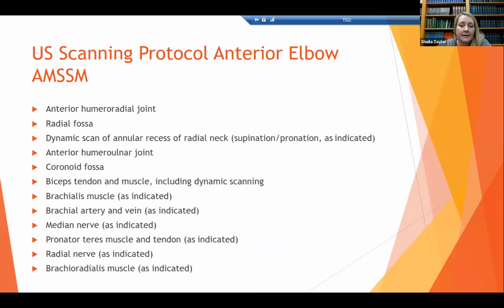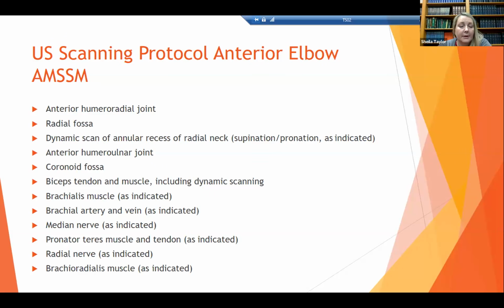And then I started treating her, and we'll go through the ultrasound scanning protocol through AMSSM. So I start with the anterior humeral radial joint. We also look at the anterior humeral ulnar joint. So we'll look at the joints, we'll look at the fossae. You can do a dynamic scan of the annular recess with pronation and supination as indicated, looking for any fluid or joint effusion. Most importantly for her exam, the biceps tendon and muscle.